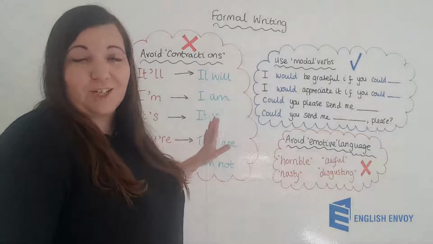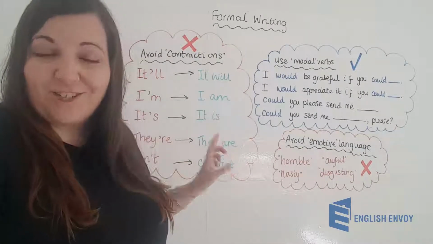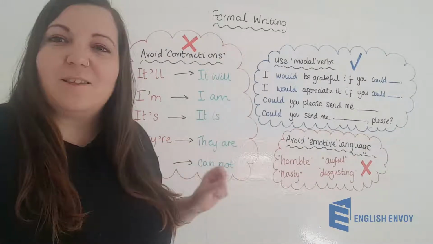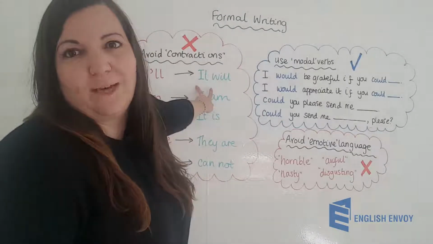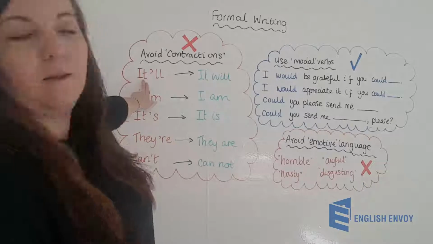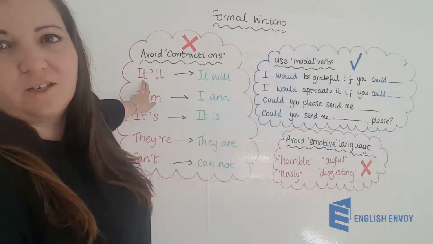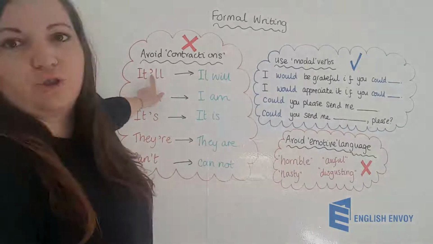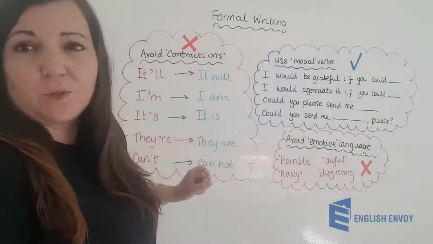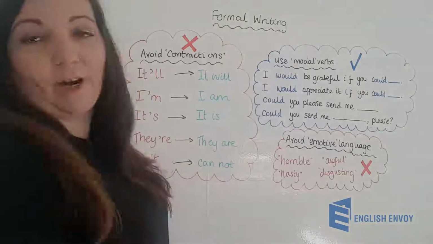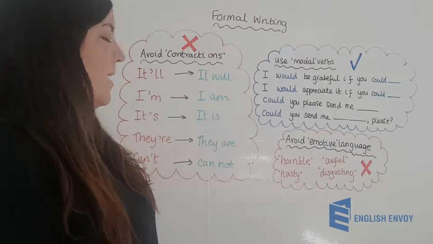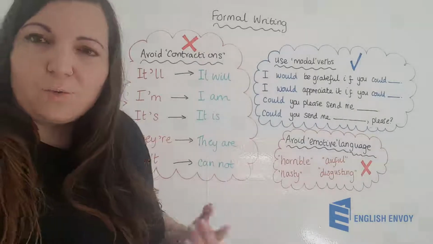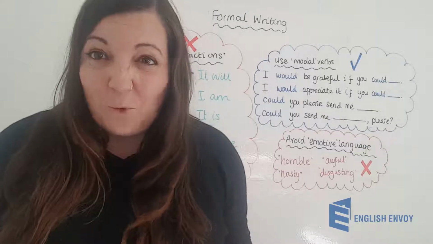Don't use contractions. So we want to avoid contractions at all costs. Now this is what I mean by a contraction. A contraction is like two words, like it will, that have been put together to make a shortened word, such as it'll, with this little apostrophe in here. Okay, we want to avoid these because when we use contractions like it'll, I'm, it's, there, and can't, those words are actually part of informal language.